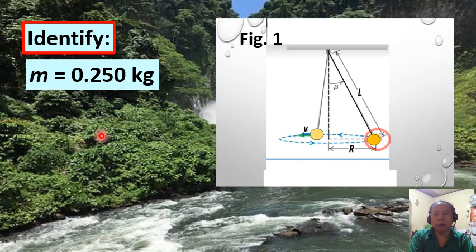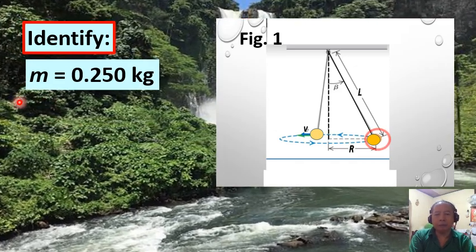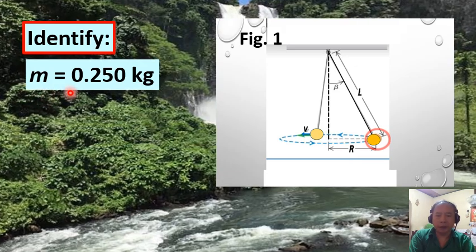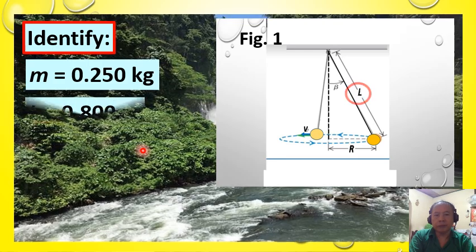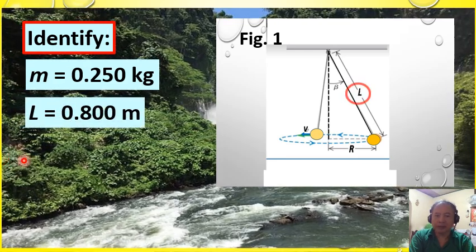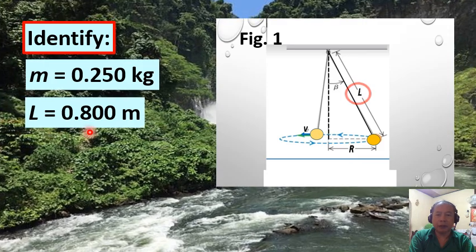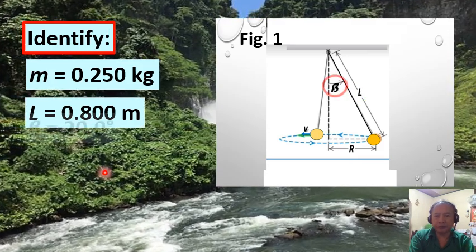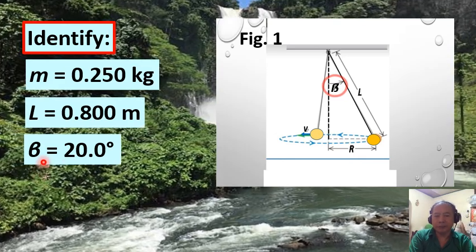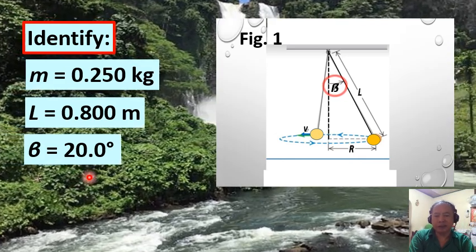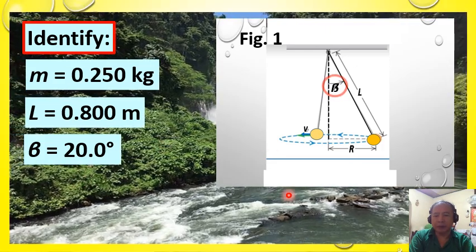Here are the given quantities in this problem. We have the mass of the bulb denoted by small letter m, and it is equal to 0.250 kilogram. The length L of the wire, denoted by capital L, is equal to 0.800 meters, and the angle beta equal to 20.0 degrees. This is the angle that the wire makes with the vertical.